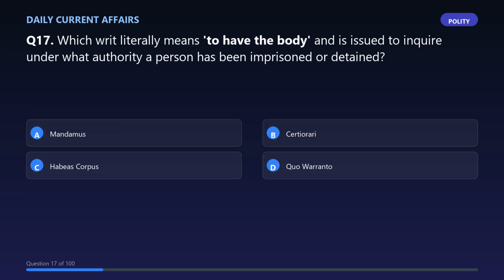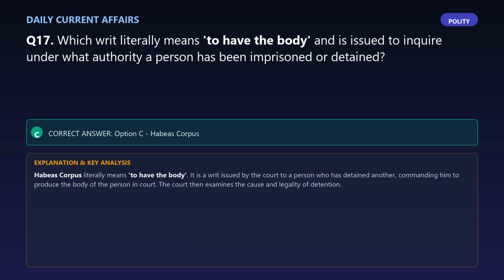Question 17. Which writ literally means to have the body and is issued to inquire under what authority a person has been imprisoned or detained? The correct answer is option C, habeas corpus. Explanation: Habeas corpus literally means to have the body.